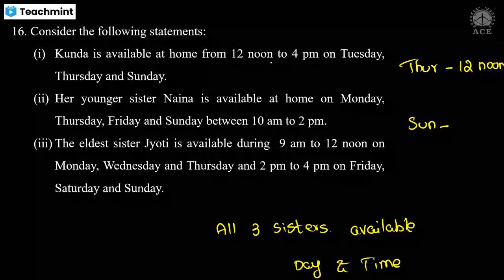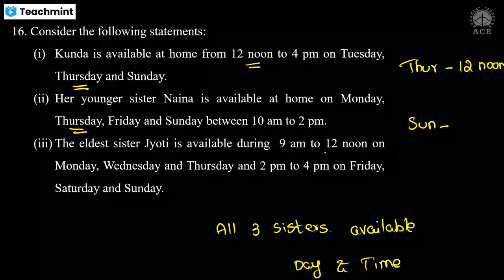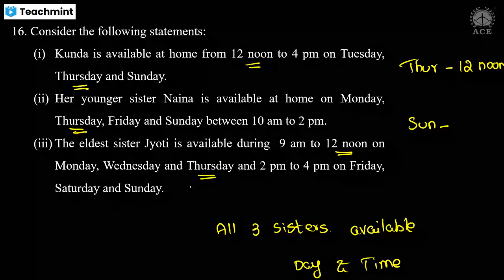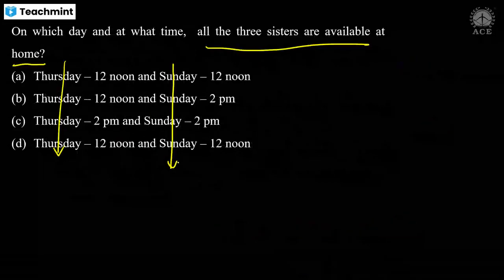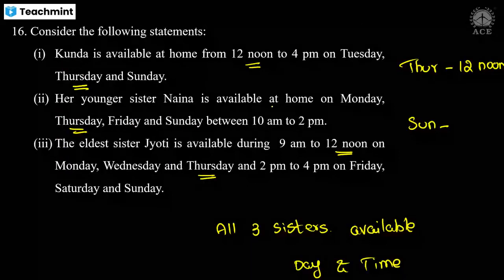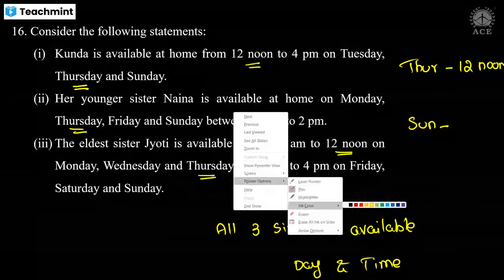Exactly 12 noon on Thursday, Kunda is available. 12 noon on Thursday is a part of 10 a.m. to 2 p.m., so at 12 noon Thursday the elder sister is also available. Next, for the other slot, they have given the options. You don't need to think much. Sunday. On Sunday, what timing, my dear friends? Sunday, at what time are all available? Yes, Sunday, if you just see.